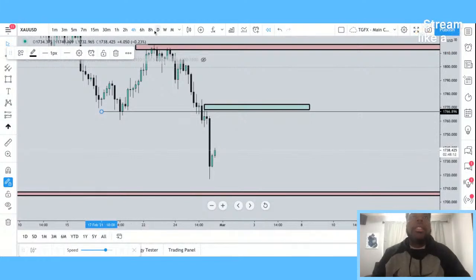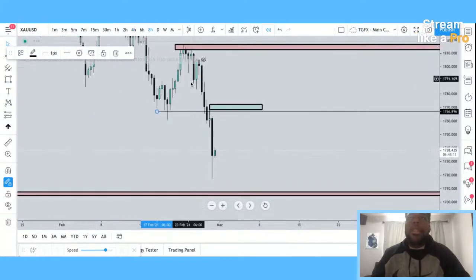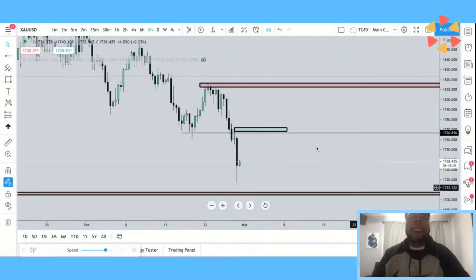So let's check out the 8-hour time frame as well. 8 hours is definitely very bearish as well. We had our price action structure transition here from bullish to bearish by breaking support levels. Okay, so overall, I'm definitely thinking we have more downside on this.